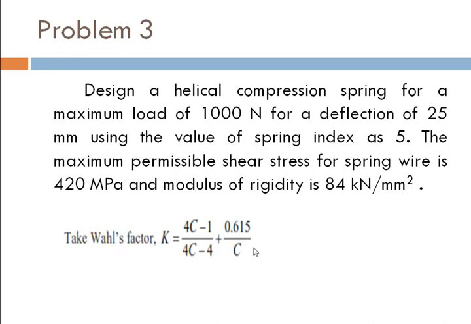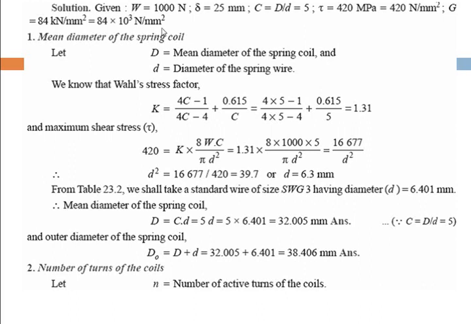Okay, this is the Wahl's factor. K is equal to 4C minus 1 by 4C minus 4 plus 0.615 by C. You need to design this helical compression spring using this data. Now see the given data. W is equal to 1000 newtons, deflection 25 mm, spring index 5, shear stress 420 megapascal, which is 420 newton per mm square, and modulus of rigidity 84 kilonewton per mm square, which is 84 into 10 cube newton per mm square. First we are finding out the mean diameter of the spring coil by using the shear stress equation.